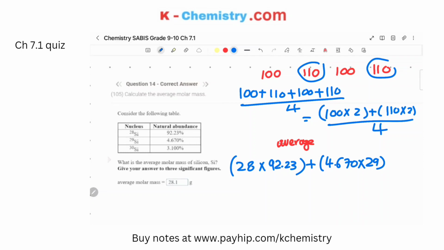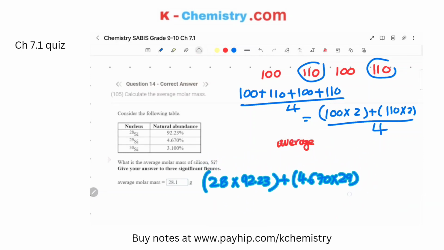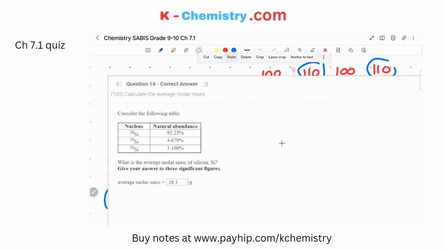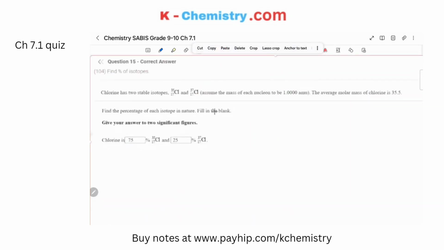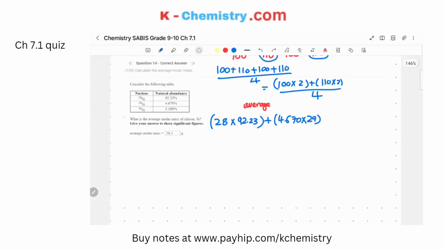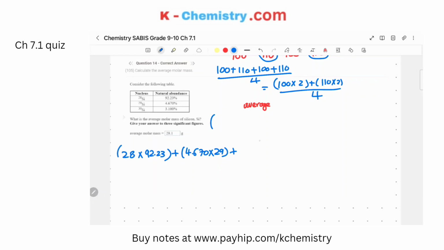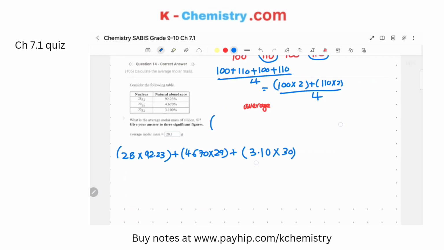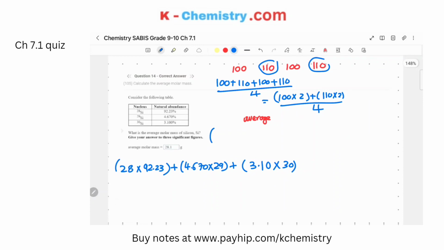Let's make this a little bit smaller so it will fit in one sentence. And let's add the last one: 3.1% multiplied by 30. So what is the count of this? Here I had 4 students, but here I have 92 plus 4.6 plus 3, so 100.